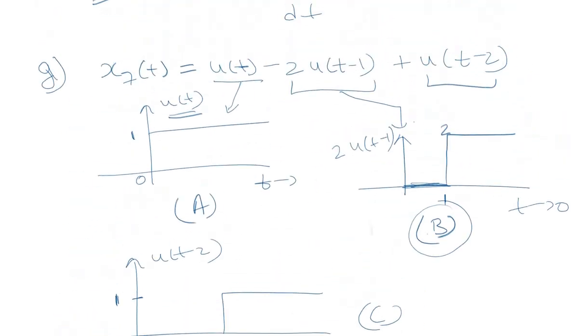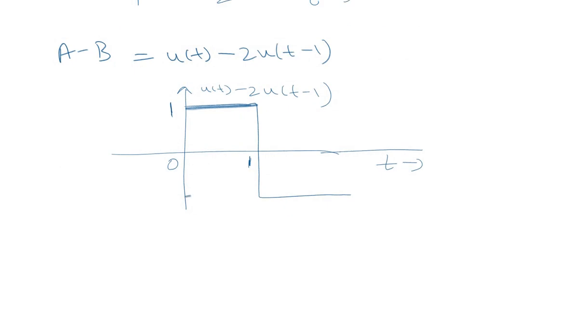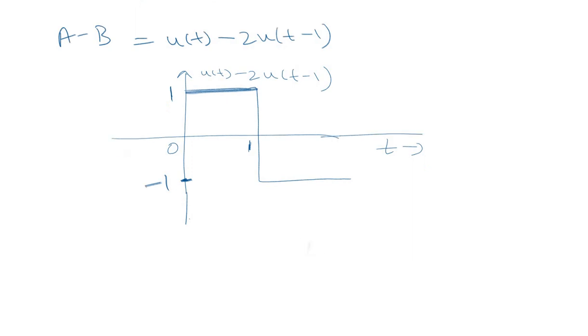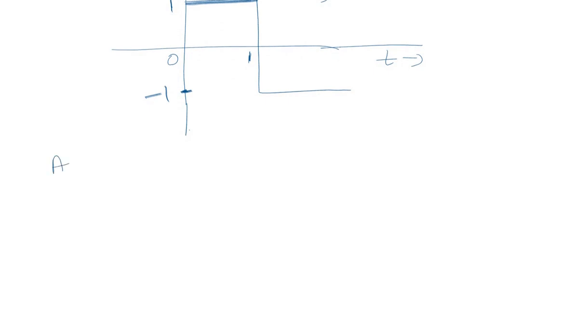And now beyond 1, this B waveform's amplitude is 2, but A remains 1. So A minus B beyond 1 will result in minus 1. That is what we have done here. Now the next step is to add the term C to this A minus B waveform. That is A minus B plus C, which becomes u(t) minus 2u(t-1) plus u(t-2).